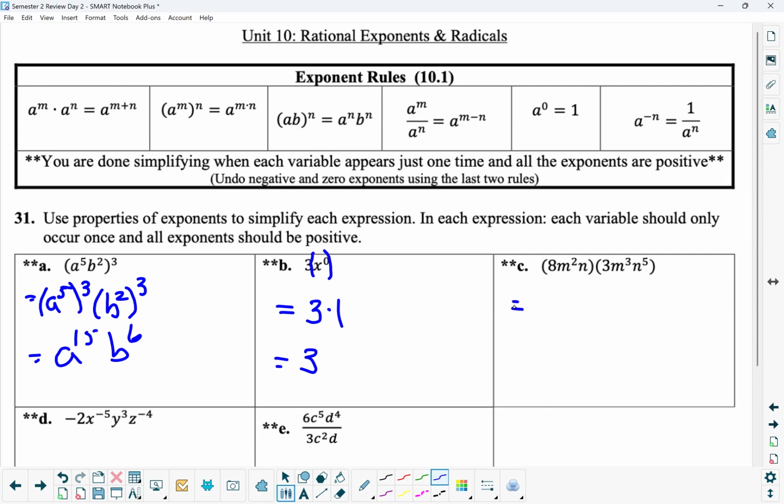Eight m squared n times 3m to the third n to the fifth. Multiply the numbers in front. 8 times 3 is 24. M squared times m to the third, that's this first rule. It says we add 2 plus 3 is 5. N times n to the fifth, well, that n is really n to the first power times n to the fifth power. So we add 1 and 5, we get n to the sixth.